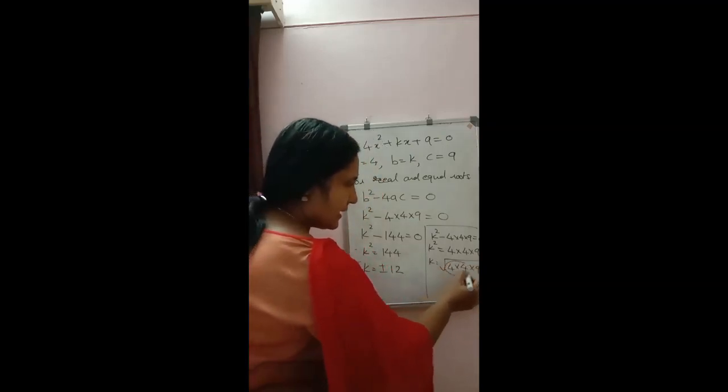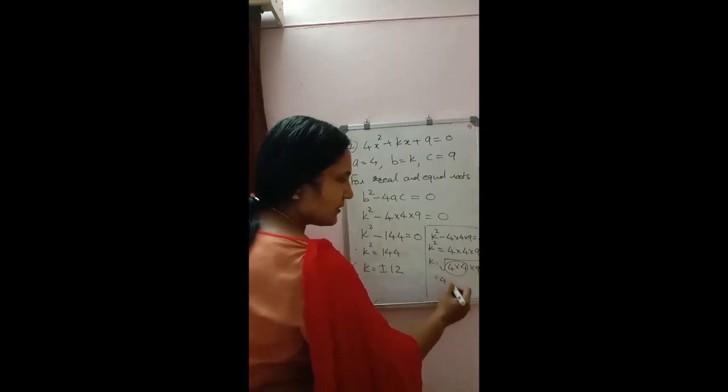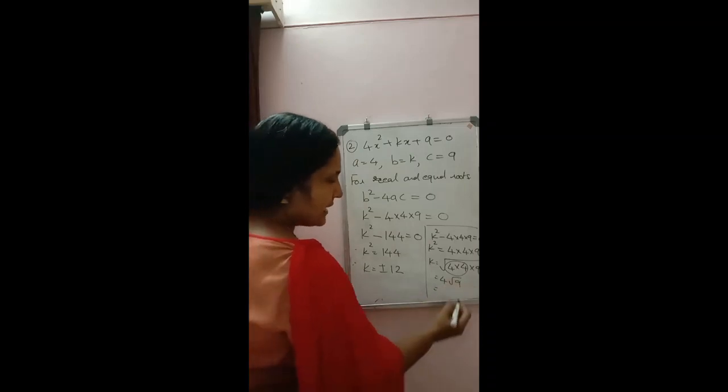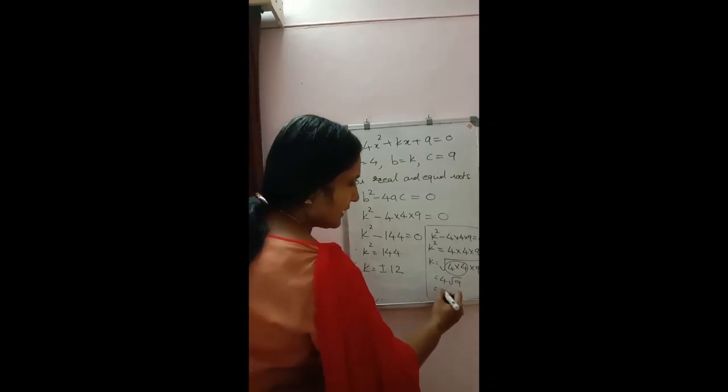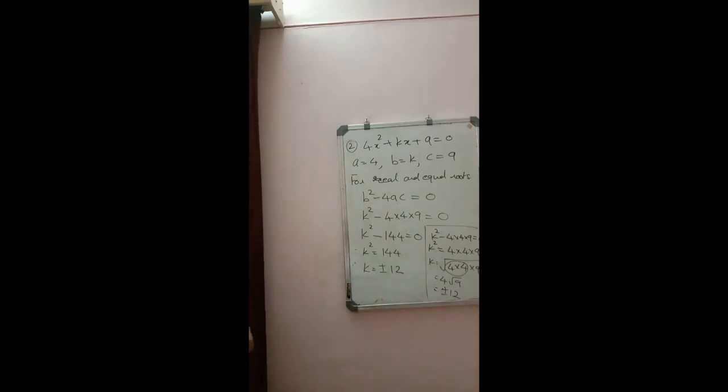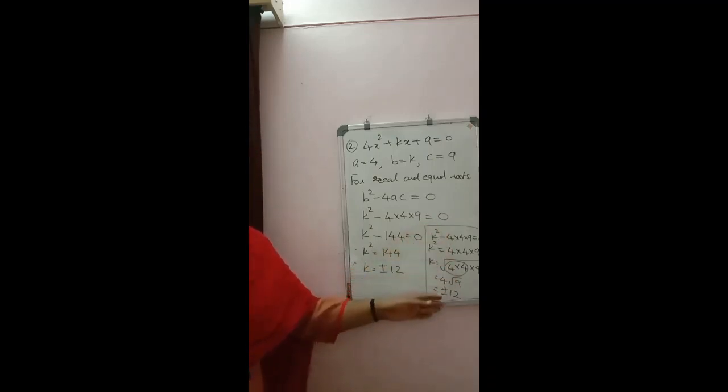This 4, they are in pair, so it will go outside the square root and then 4 root 9. And we know root 9 is plus or minus 3. So again we will get 4 into plus or minus 3, that will be equal to plus or minus 12. So either you can do in this way, or if you want you can use this method also.